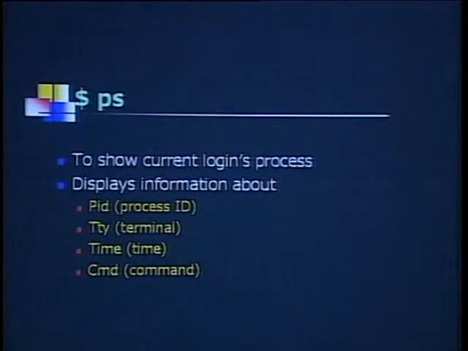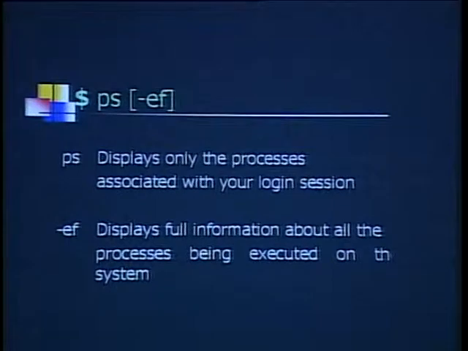Now let us begin with our first command. This command is used to display complete information about the processes that are executed on the current login. It displays information about process ID, terminal, time, and command that has initiated this process. You can use different switches with the PS command. In this slide, we have used EF switch, that is written like this: PS followed by dash and EF switch. This will display the complete information of all the processes that are executing on your login.